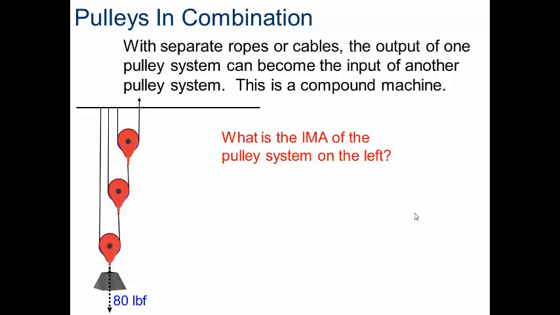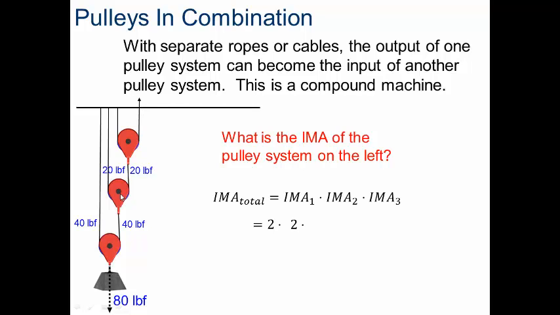This idea of a compound machine can be applied when we have pulleys in combination with each other. When I have separate ropes or cables, the output of one pulley system can become the input of another pulley system. This is considered a compound machine. So if we take a look at the ideal mechanical advantage of the pulley system on the left, start where we've got the load. We're just going to multiply the ideal mechanical advantage of each of these systems. This one has an ideal mechanical advantage of 2 because it has 2 strings.